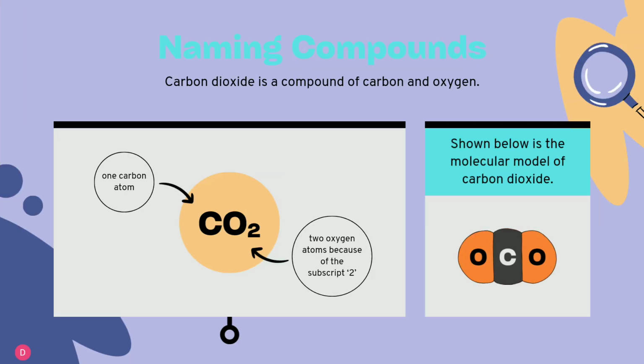Carbon dioxide is a compound of carbon and oxygen. Shown below is the molecular model of carbon dioxide. One carbon atom and two oxygen atoms because of the subscript 2.